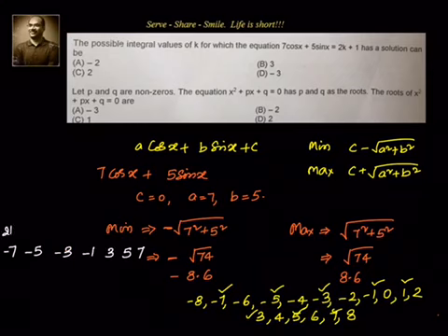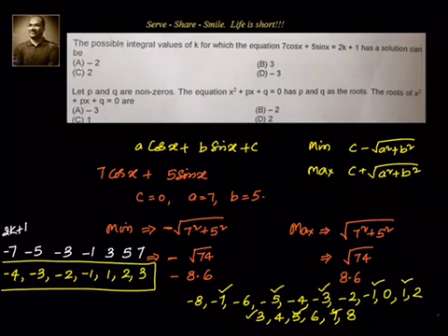Now this is equal to 2k plus 1. So what will be the k values? 2k plus 1 is minus 7, 2k is minus 8, k equal to minus 4. 2k plus 1 is minus 5, k is minus 3. 2k plus 1 is minus 3, 2k is minus 4, k is minus 2. 2k plus 1 is minus 1, k is minus 1. 2k plus 1 is 3, k is 1. 2k plus 1 is 5, k is 2. 2k plus 1 is 7, k equal to 3. So all the values given in this box are allowed.